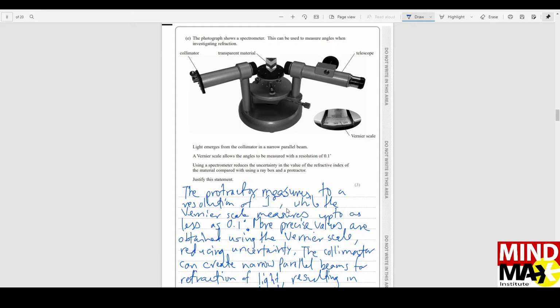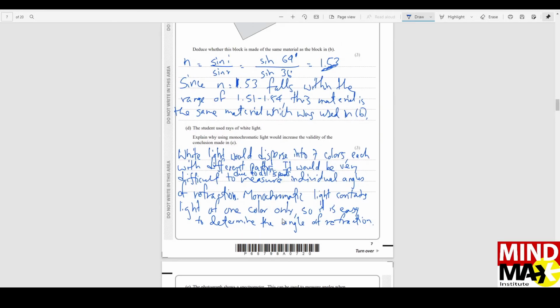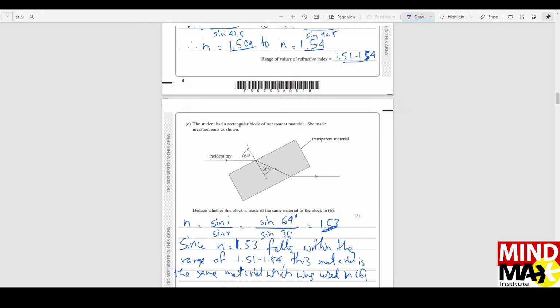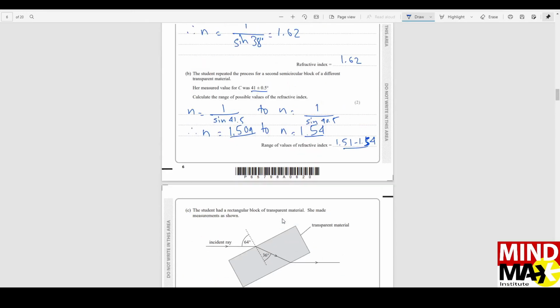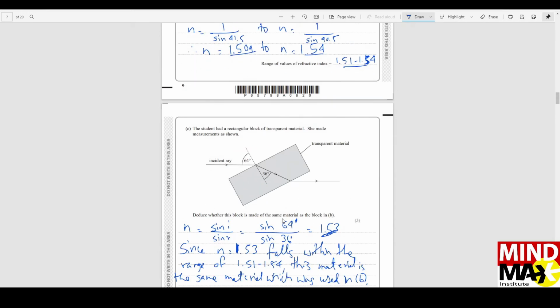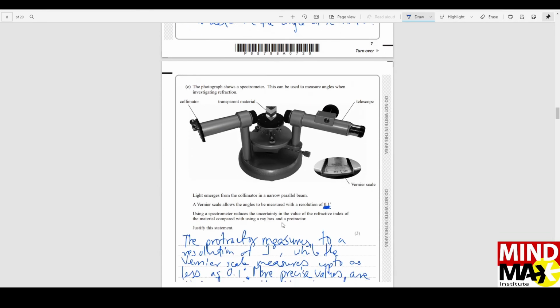This is basically a spectrometer, and a spectrometer is another device which is used to measure refractive index by measuring the value of the angles. So why is this one more preferable as compared to the protractor? Because in this one, the resolution is 0.1 degrees. I mean, it can measure something as small as 0.1 degrees. But in this one, it can measure only whole numbers, right? 64, 36, whole numbers, as you can see, no decimal places. So that's what I wrote here.